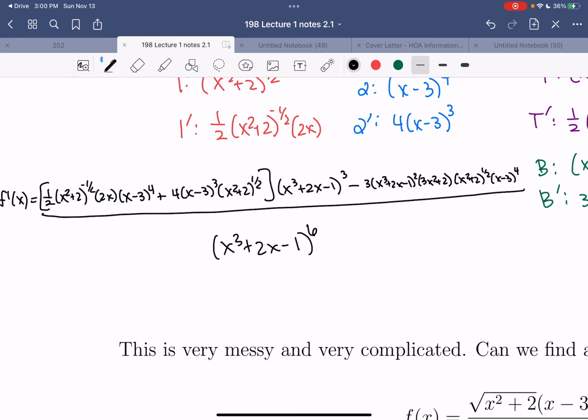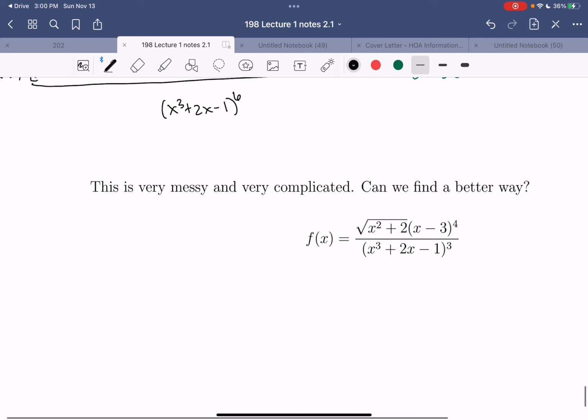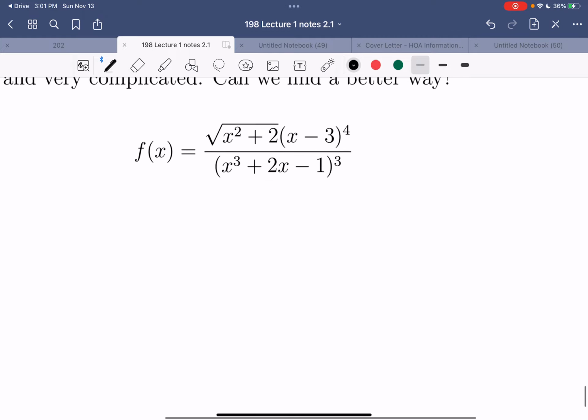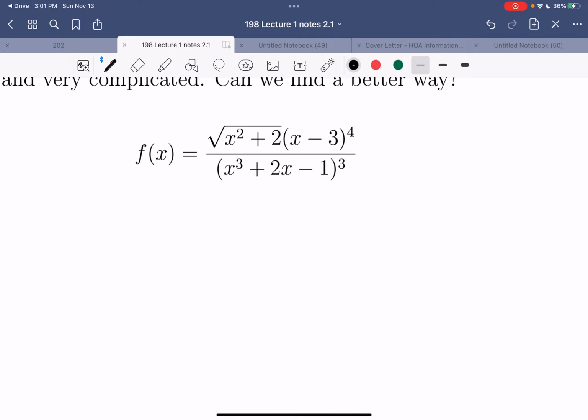However, it's very messy and complicated. Can we find a better way? The answer here is yes. We're going to utilize our natural logs because if you've heard anything I've said in the last week or so, it's that natural logs turn products into addition and subtraction and quotients into addition and subtraction. So our goal is to eliminate the product in the quotient rule here so that we don't have as much to do. So how can we do that? Well, in order to do that, we've got to get natural logs involved.